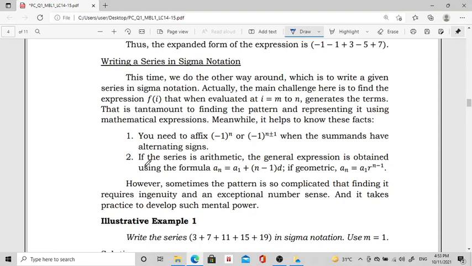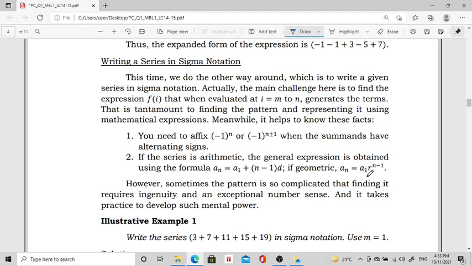It also helps to know that if the series is arithmetic, the general expression is obtained using this formula. While if it is geometric, ito naman yung ginagamit natin.